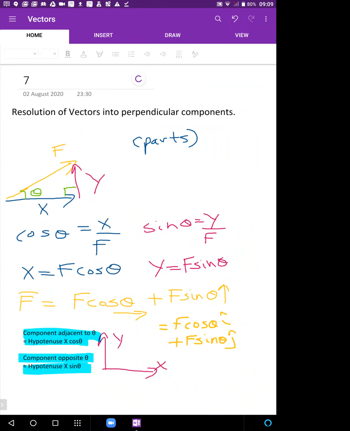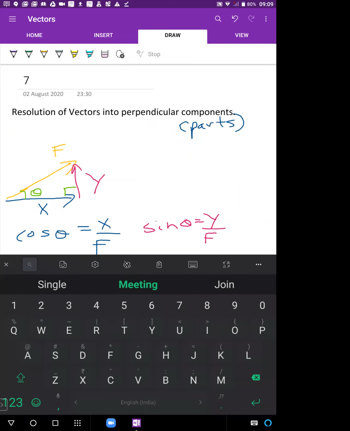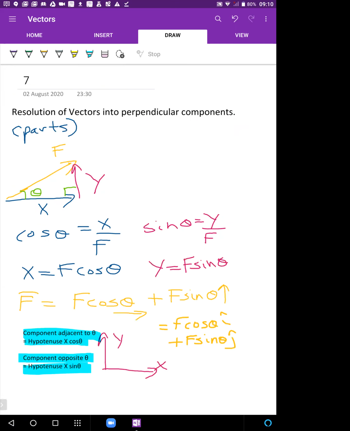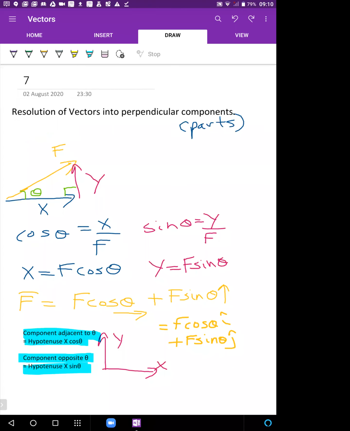So first and foremost, what does the word component mean? So component just means part. The English word component means parts. So if I resolve a vector into components, I mean break it down to its individual parts. So in this case, we are saying that this vector, the yellow vector, has two parts. Why am I saying it has two parts?